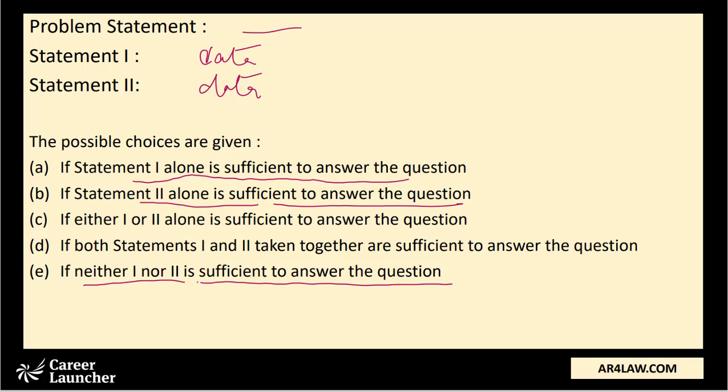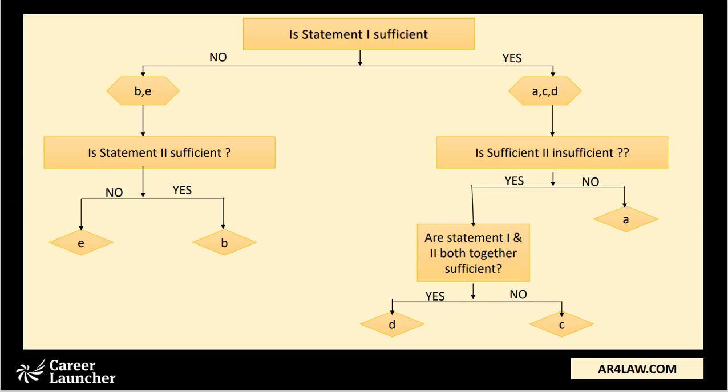This can be better understood in terms of a flow chart. So we have a flow chart showing the process flow of attempting a data sufficiency question. Let's have a look at that. Whenever we are presented with a data sufficiency problem, first we check statement 1. If the data in statement 1 is sufficient to answer the question raised in the problem statement, we move towards the right hand side. If not, we go to the left hand side.